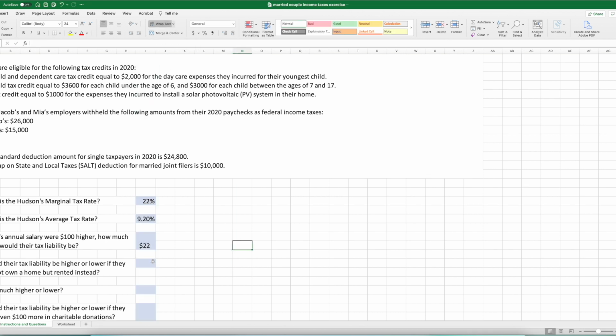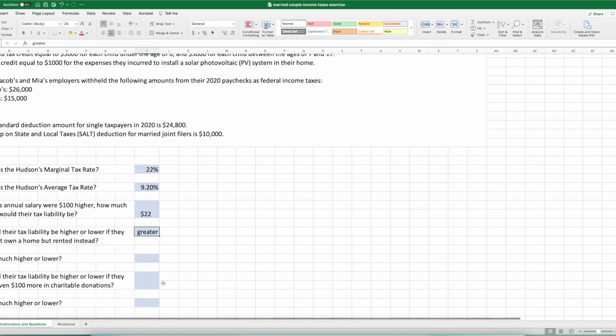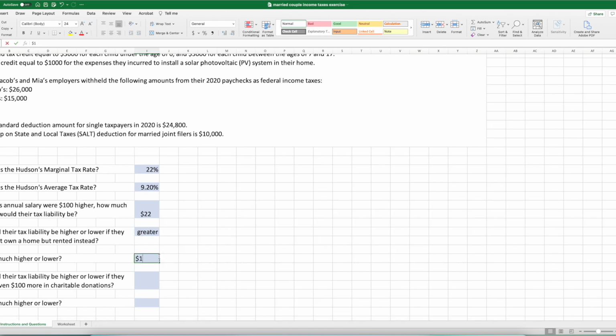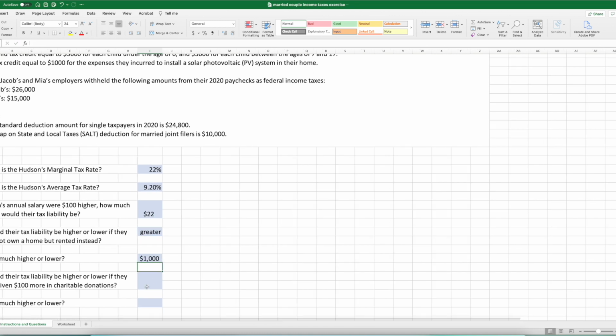I'm just going to expand this so that we can see it. How much higher or lower? It would be $1,000 higher.